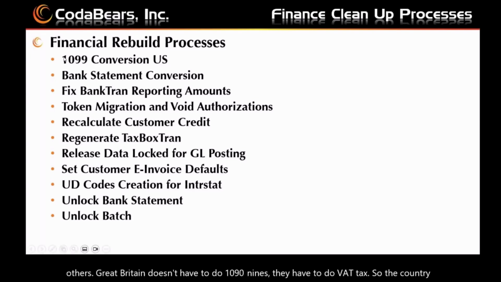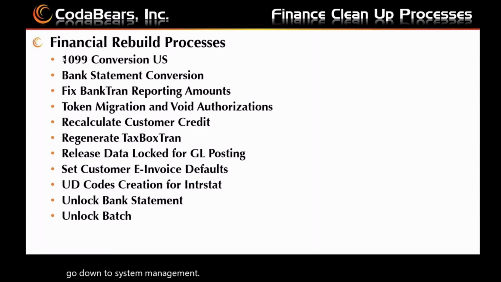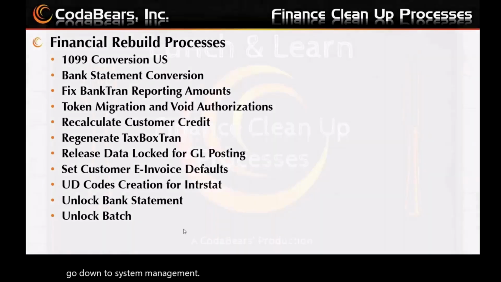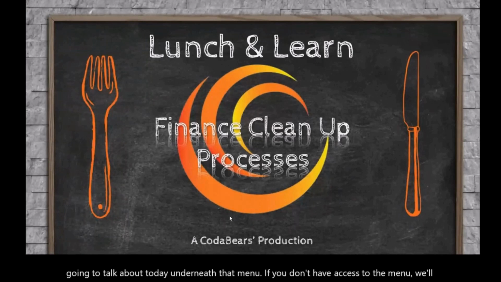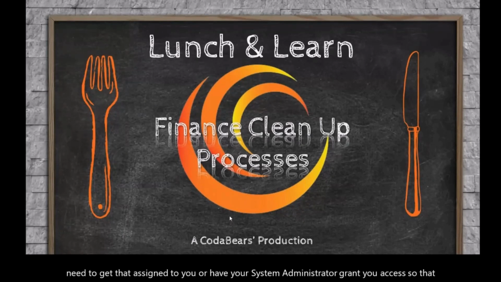There is also a conversion that needs to be run, and this can now be done from the main menu. So if you're in Epicor and you go down to System Management, I think it's Rebuild Processes, then Finance, you're going to find all of these things that we're going to talk about today underneath that menu. If you don't have access to the menu, we'll need to get that assigned to you or have your system administrator grant you access so that you can run these tools when you run across an error in the software.